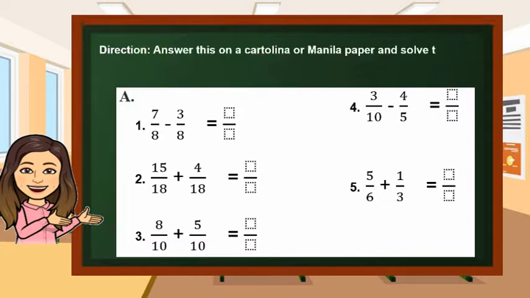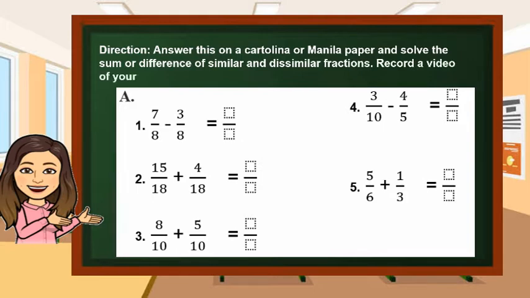So now, you may answer these exercises. Answer these on a cartolina or manila paper and solve the sum or difference of similar and dissimilar fractions. Record a video of yourself solving it and send it to our group chat. Number 1, 7/8 minus 3/8. Number 2, 15/18 plus 4/18.